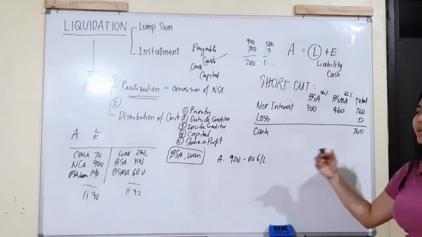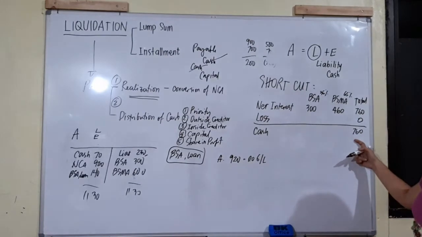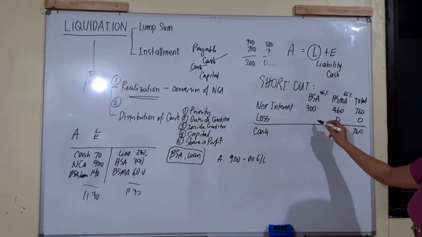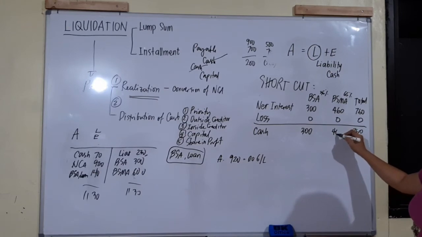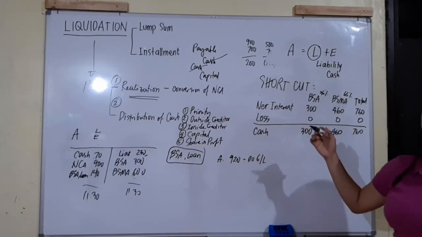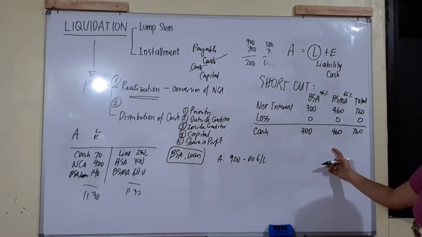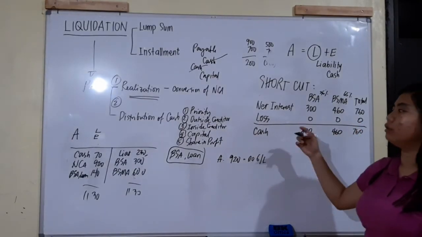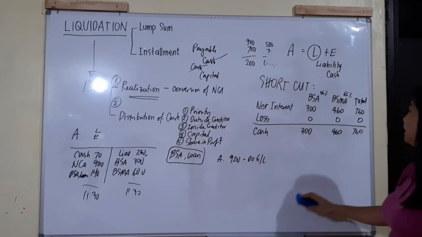Tama, di ba? Balikan niyo yung case 1 natin kanina, ito yung pinamigay nating pera. At dahil wala naman loss na hatiin sa kanila, ibababa lang natin, 300 and 460, ibig sabihin, ito yung na-receive ng bawat isa at the end of liquidation. And you may check your notes, ito nga talaga yun. Okay, ito yung ginawa natin kanina.